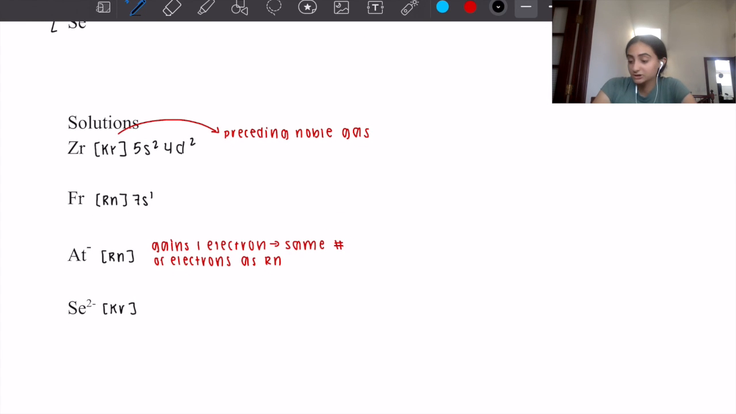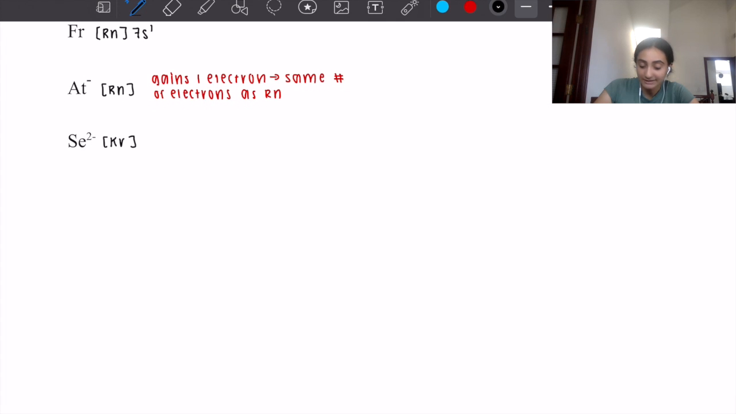Okay, so with zirconium, we are going to first look at the preceding noble gas, which, if you look at your periodic table, is krypton, number 36. So I'm going to write Kr in brackets, and then write the rest of the electron configuration, 5s2, 4d2. With francium, the preceding noble gas is radon, so I'm going to write radon in brackets and then 7s1. That's the rest of the electron configuration. And remember that radon substitutes all of the electron configuration of francium up to radon.